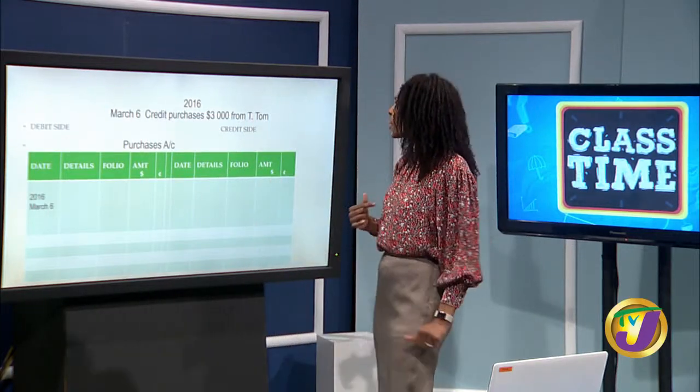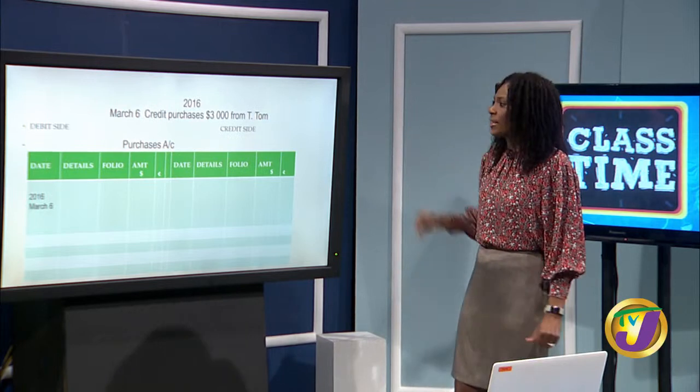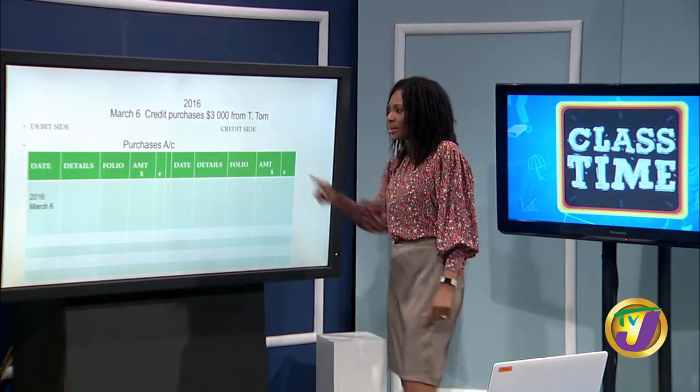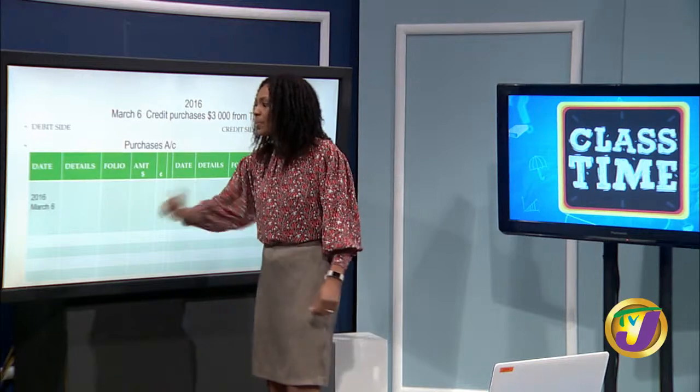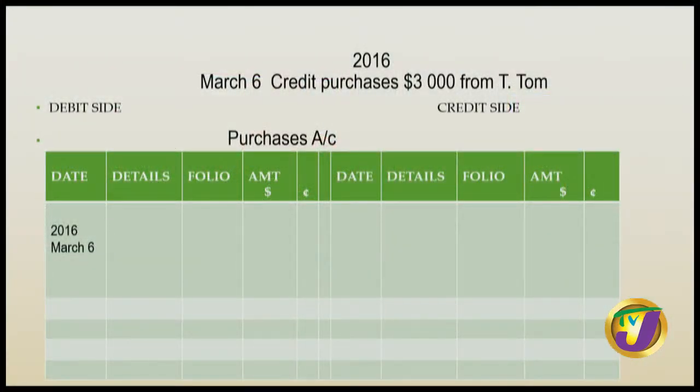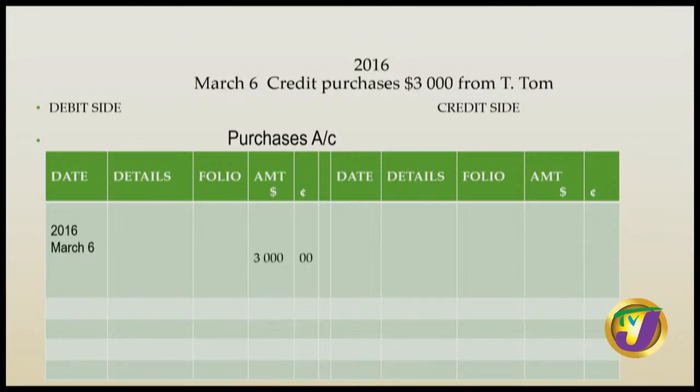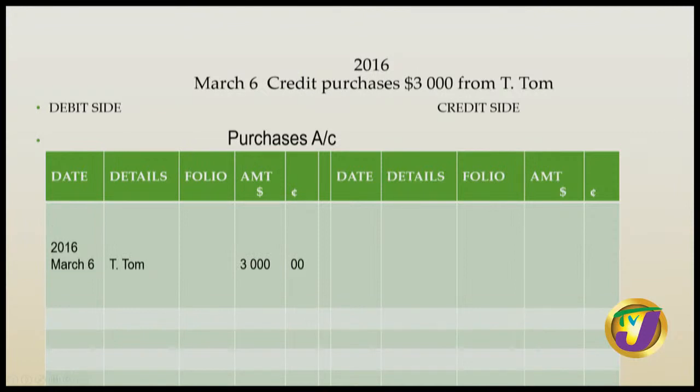Good. Now, here it is. Here in the ledger, say March 6 in the date column, 2016. On the debit side of the purchases account, because we're increasing in asset, stock. Good, we put in the date. We put in the amount, which is what? $3,000. And the details will be what? T. Tom, and T. Tom is a creditor. So where would we find T. Tom's account? Go back to last week's lesson or even the one before.